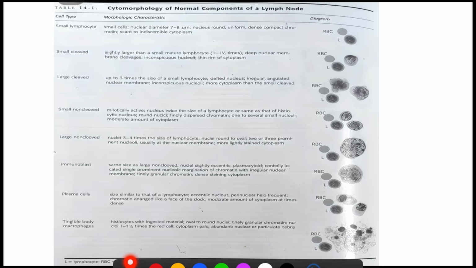And immunoblast is a large non-cleaved cell with deep basophilic cytoplasm, an irregular nuclear membrane and a single prominent nucleolus. Plasma cells, as we know, have an eccentrically placed nucleus and perinuclear hof. Tingible body macrophages are histiocytes with ingested material, and they are 1 to 1.5 times the size of red cells. Cytoplasm is pale, abundant, or sometimes vacuolated.